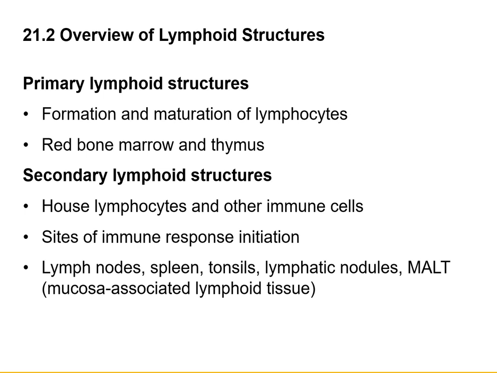Now we'll begin to look at some of the various organ structures that are associated with our lymphatic system. You can divide the lymphoid or lymphatic structures into two categories based on what's happening to cells at these structures. The first one is called primary lymphatic structures, or lymphoid structures. This is where cells are going to be formed, and this is where they're going to mature. Meaning this is where these cells are developed.